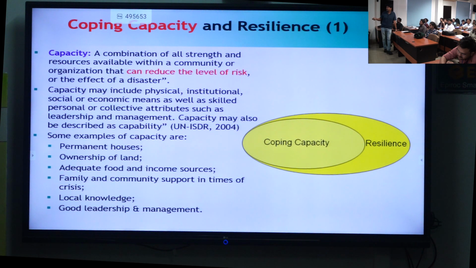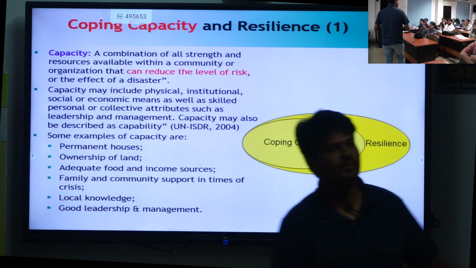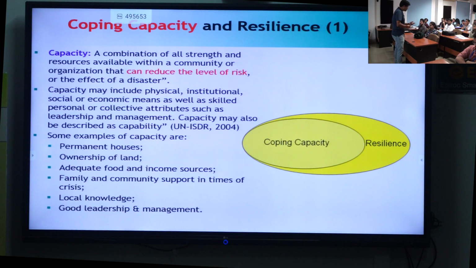Some examples of capacity are permanent houses, ownership of land, adequate food and income sources, family and community support in terms of crisis, right? Local knowledge, good leadership and management. Let's say in a village that is now being affected, let's say 80% of the population of that village, someone or other is working overseas. So there is dollar coming in. So obviously the coping capacity is much higher than for someone who is just depending on local economic activities like farming or whatever. Right? Now you try to understand in context.